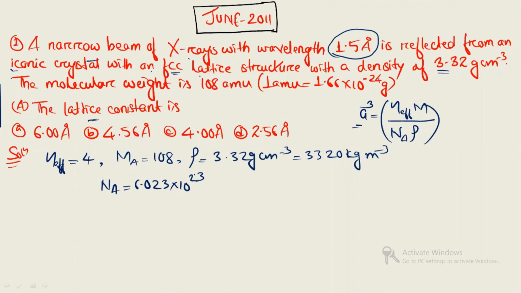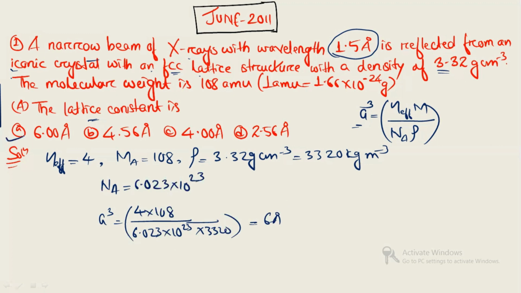This is the value. So directly when you put these values in this formula, a cube is equals to what? 4 into 108, this entire term divided by what? Here you have Avogadro's number 6.023 into 10 to the power 23, right? Rho is 3320. Okay, so when you calculate this value, you will get the answer to be 6 Angstrom. Okay, you can do the calculation on your own. You know 1 Angstrom is what? 10 to the power minus 10 meter, right, and that way you can calculate. So this is option A. The calculation part I'm not doing because it will take much time and I need to cover all the year papers.